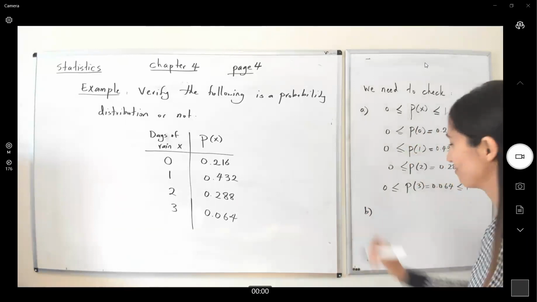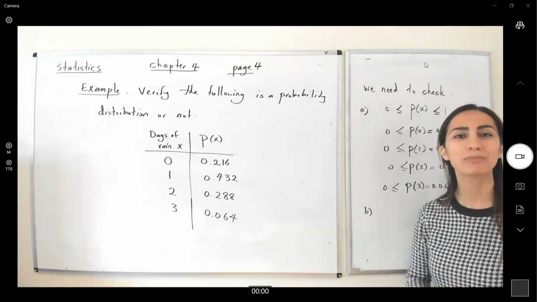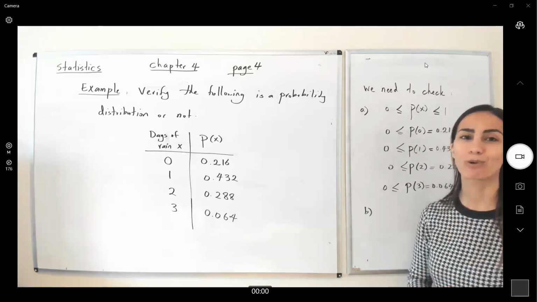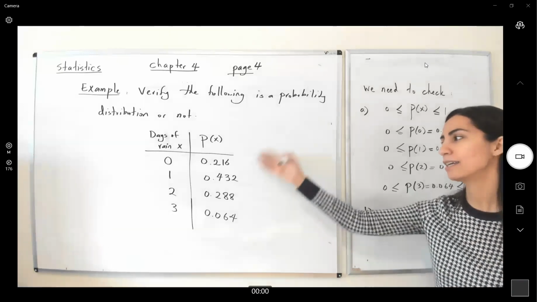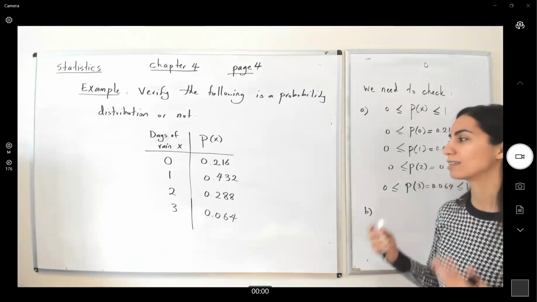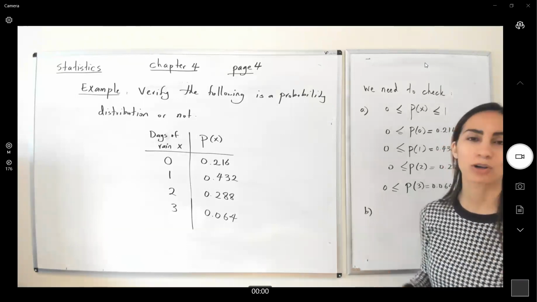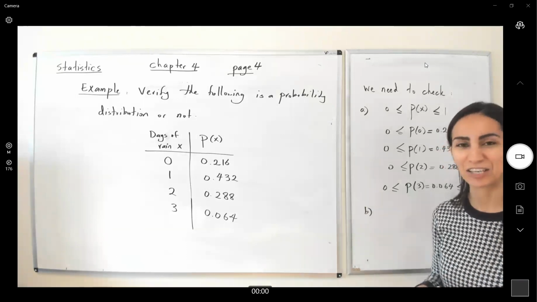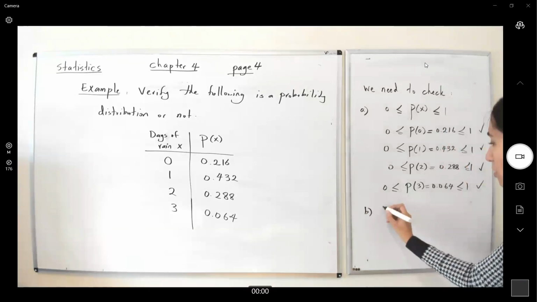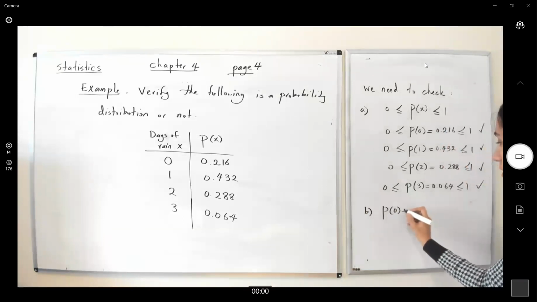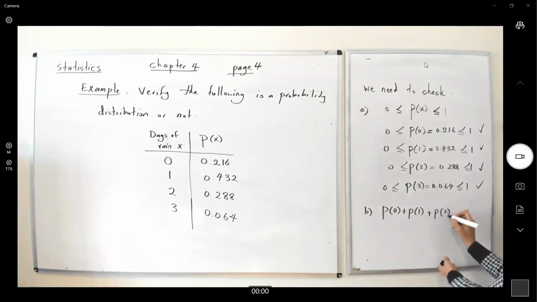B, now if you add all of the probabilities, it must be equal to 1. Otherwise, you say that, hey, your calculation is wrong. What information that you provided is wrong. You have to do the calculation again. So p of 0 plus p of x equals to 1 plus p of x equals to 2 plus p of x equals to 3 must be 1. So let us add them all together, see if we get 1 or not.